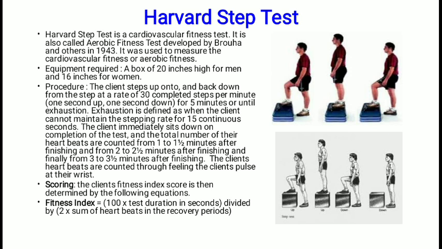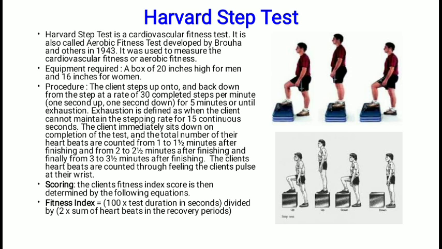So the scoring is being given. The client's fitness index score is determined by the following equation: 100 times the test duration in seconds. Test duration in seconds means how much? If 5 minutes was given to a client, 5 into 60 is 300 seconds. So that is 100 into 300, or it might be 5 minutes, 3 minutes or 2 minutes, however long until he gets exhausted.